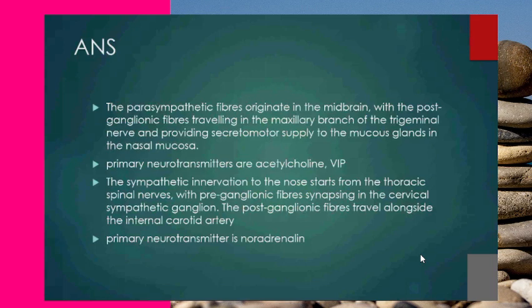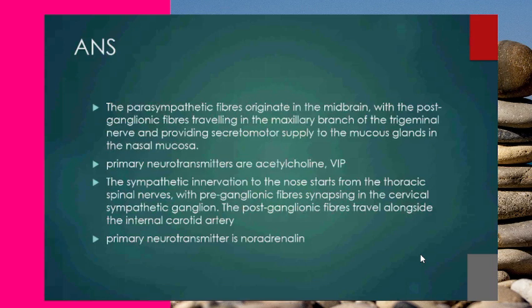So the sympathetic innervation starts from the thoracic spinal nerves with the preganglionic fibers synapsing in the cervical sympathetic ganglion, which is in the neck. And these postganglionic fibers travel alongside the internal carotid artery and supply the vasculature. So what is the primary neurotransmitter here? It is noradrenaline.